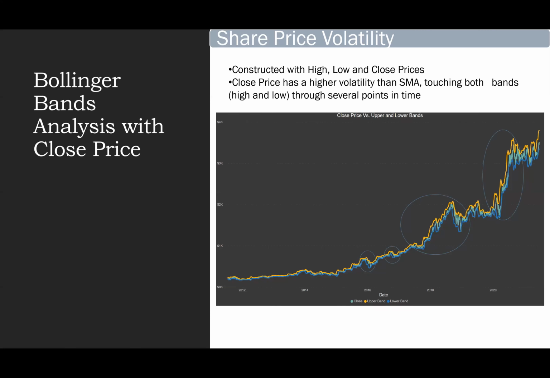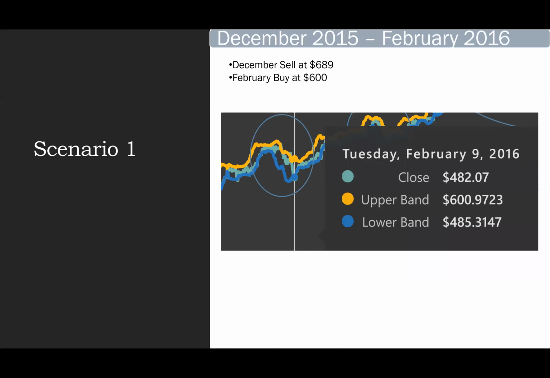As we can see, when there's a higher volatility, like near 2020, the upper and the lower bands are more separate. There's a bigger distance between them. And at the same time, when we have periods like 2012 to 2016, where the price is relatively stable, the upper and lower bands are also closer to the close price of the stock. For this, there are 4 different scenarios that were highlighted in the previous graph.